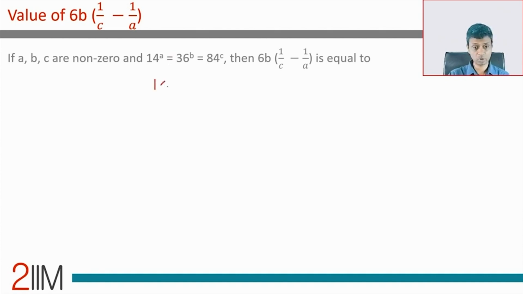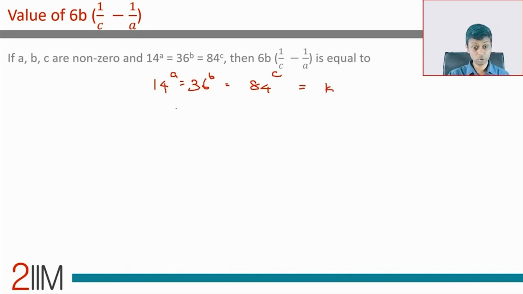Let's look at this. 14 power a is 36 power b equals 84 power c. What is 6b times 1 by c minus 1 by a equal to? And so there's some 1 by c, there's some 1 by a. A lot of these questions get simplified if you take log on both sides. Right? So, but there's links a, b and c. I'm going to say, let's call this as k.